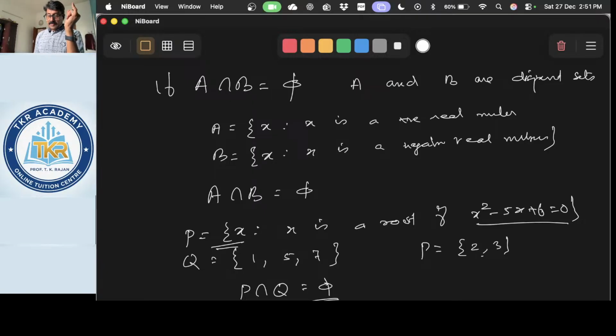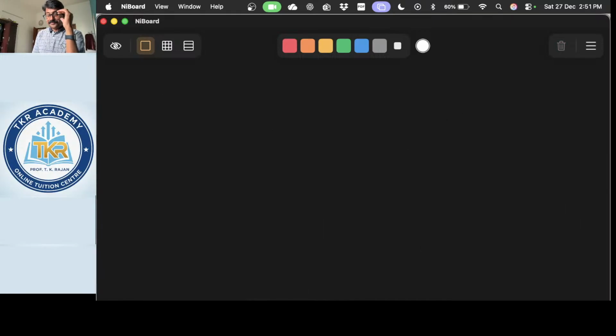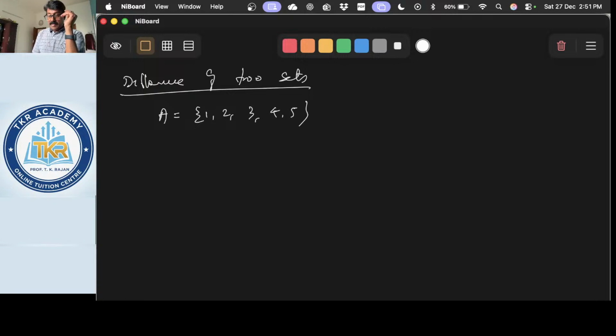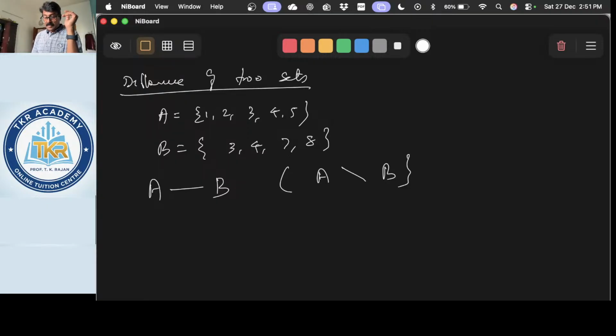So we came across what is union and what is intersection. The next operation is complement. Before that, let us take the difference of two sets. Suppose A is equal to {1, 2, 3, 4, 5}, and B is equal to {3, 4, 7, 8}. Then what is the difference? The difference is sometimes denoted by A minus B, or in some books it is written A backslash B, like this. So A minus B is the easiest way to write it.